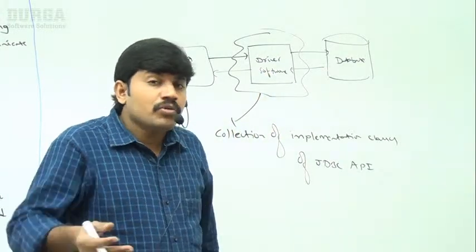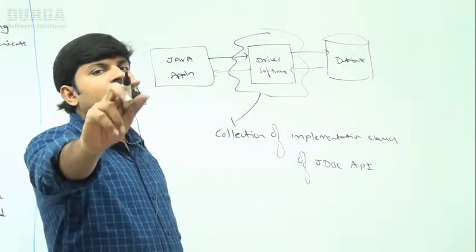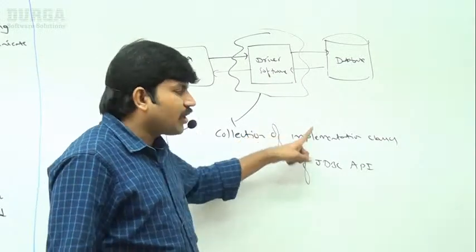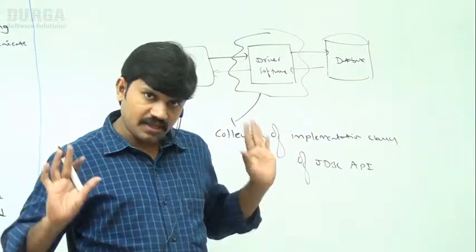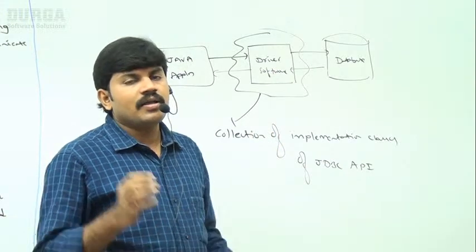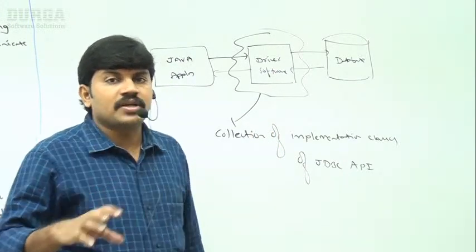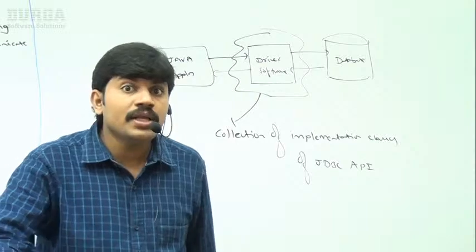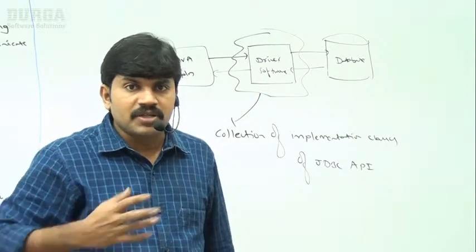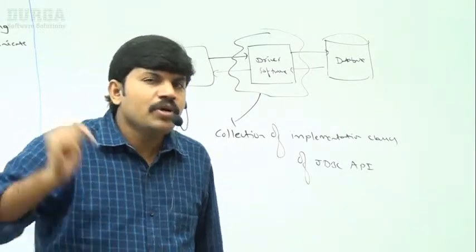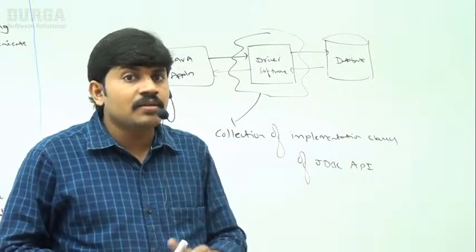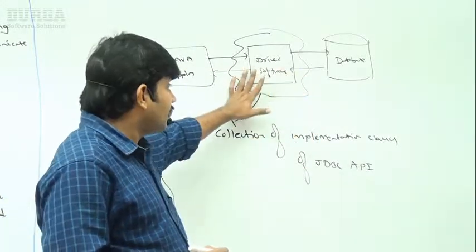Who provided it, sir? The database vendor. How did they develop the driver software? By implementing various interfaces of JDBC API. Clear for all of you? So what are the various interfaces present inside JDBC API? Who is responsible to provide implementation? We are not responsible to provide it. Who is responsible, sir? The database vendor or driver software vendor.